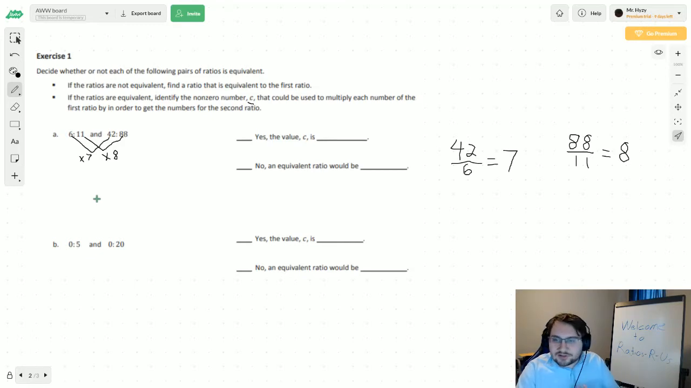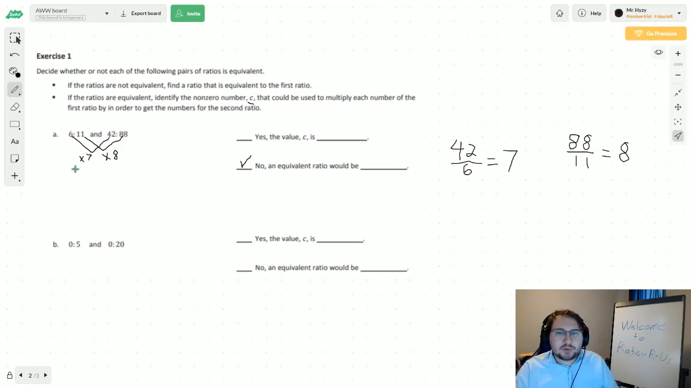So are these two ratios equivalent? No, of course they're not. For the first number, we have to multiply by 7. The second number, we're multiplying by 8. Those are two completely different numbers. Of course they're not equivalent. So I'm going to put a check right here. No, an equivalent ratio would be, and then it gives us a blank here to write an equivalent ratio.